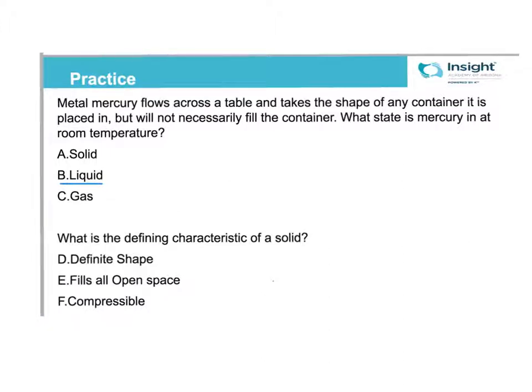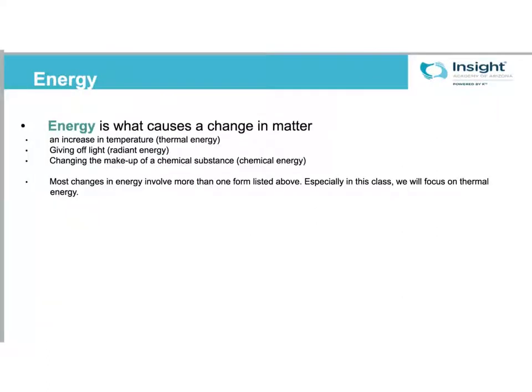And then, what is the defining characteristic of a solid? You've got choices D, E, and F: of definite shape, fills all open space, or is compressible. Definitely solids, we know they have a fixed shape. That's another word for definite. So there's that definite shape. These other two, fills all open space and compressible, I hope you can recognize that those belong to gases. So there's your review of matter.